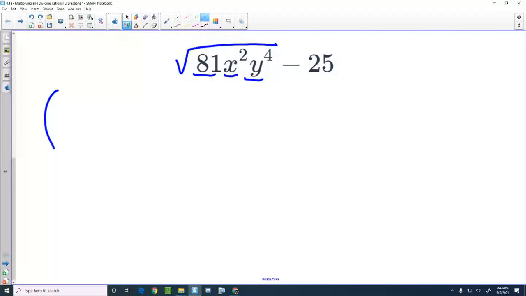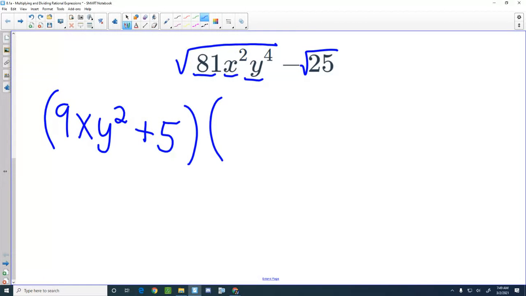So taking the square root of each of these, I'm going to get 9x y squared plus, and then take the square root of the right side. Square root of 25 is just a 5. That's one factor. My second factor is going to look almost identical to this. It's just going to be subtraction instead of addition. But it's going to be the same terms of 9x y squared. But look, it's now minus 5.